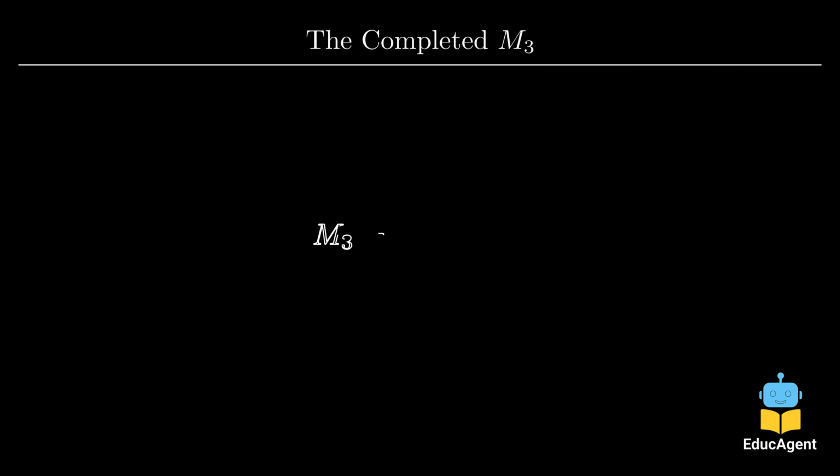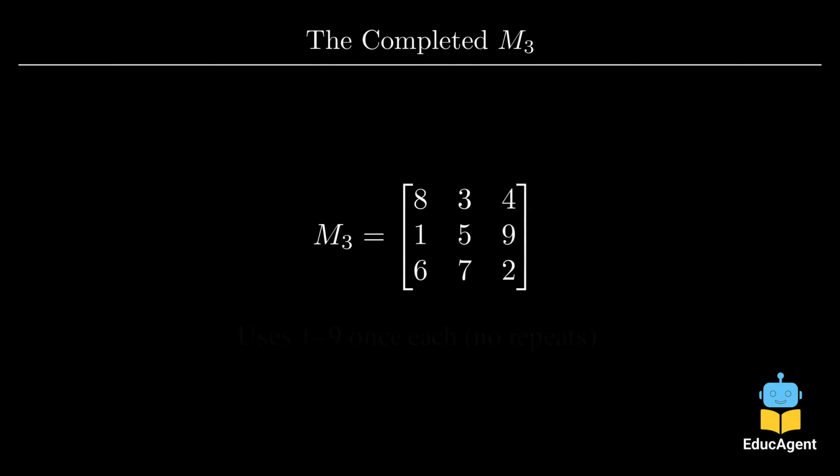A famous 3x3 arrangement that uses 1 through 9 exactly once and makes all sums match is this matrix. Quick check. Every number from 1 to 9 appears exactly once. Perfect.